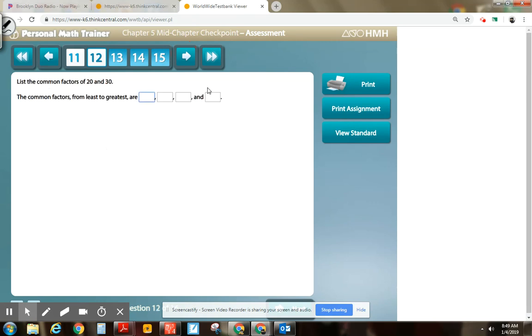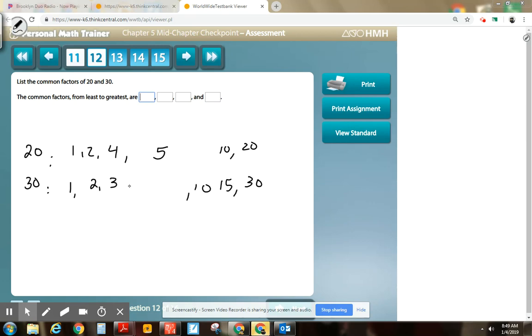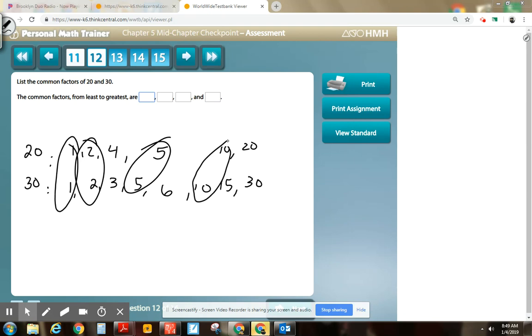Common factors for 20 and 30, so we got to do the same thing here, right? 1 and 20, 2 and 10, 4 and 5. For 30, the factors are 1 and 30, 2 and 15, 3 and 10, and 5 and 6. So my common factors, least to greatest: 1, 2, 5, 10.